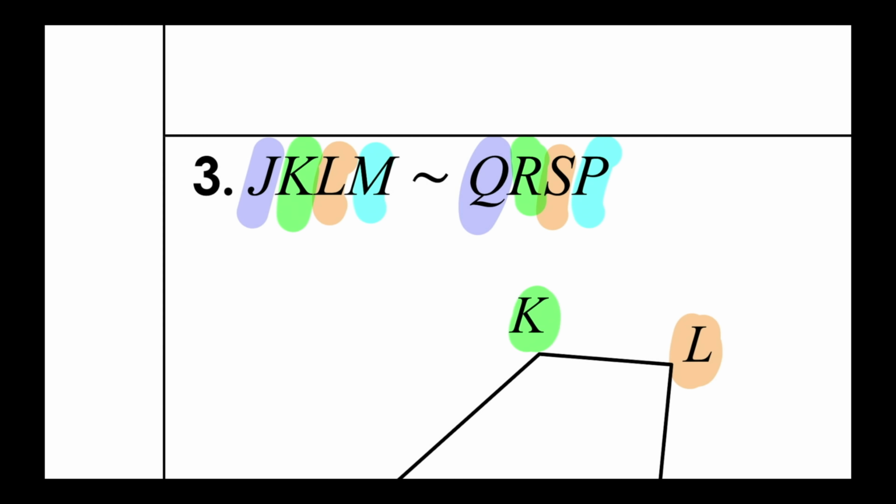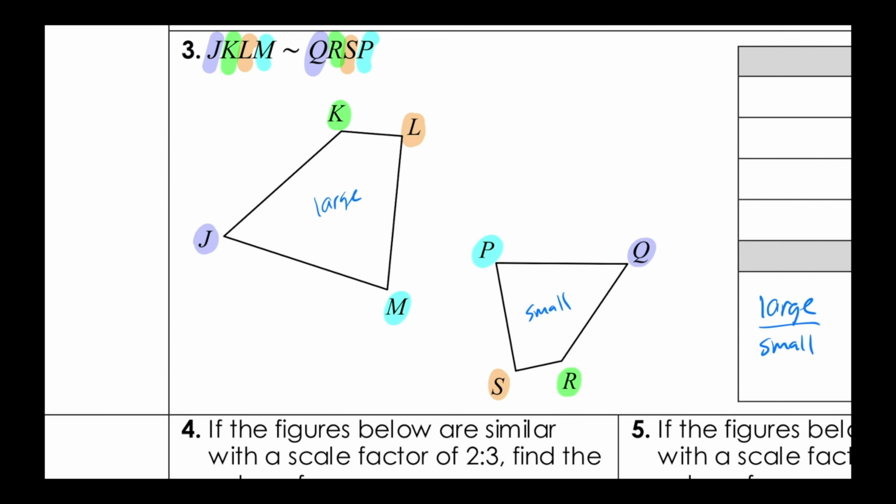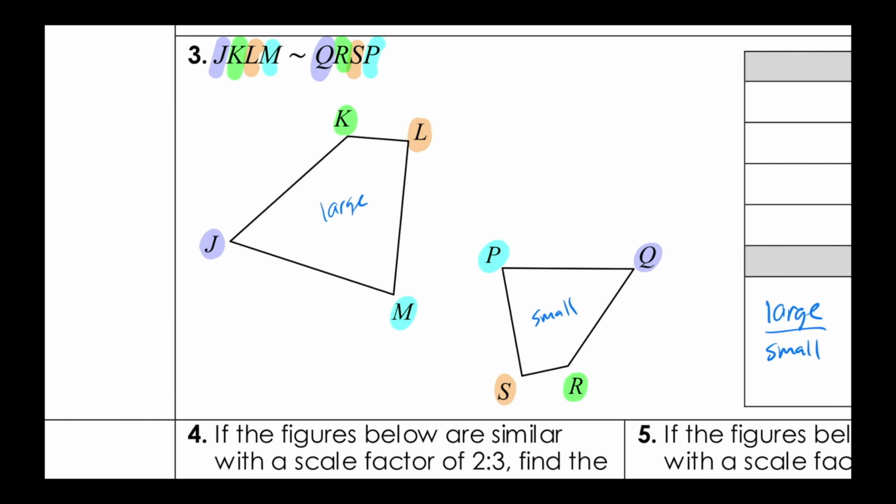And how do you know what matches with what? The order. J, Q, K, R, L, S, M, P. So I just put colors. Colors help with the brain. If you're just looking at black and white and trying to match things, your brain's not gonna catch on as fast. If you start color coding things, your brain can see this a lot easier. So now that I color each letter to that corresponding color, you can see, oh, there's J and Q, there's K and R, green and green, there's L and S, orange and orange, there's M and P, blue and blue.